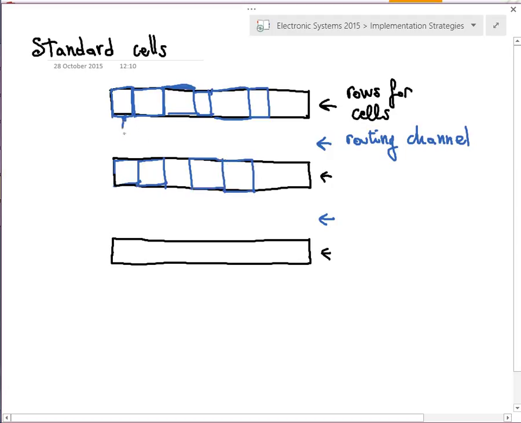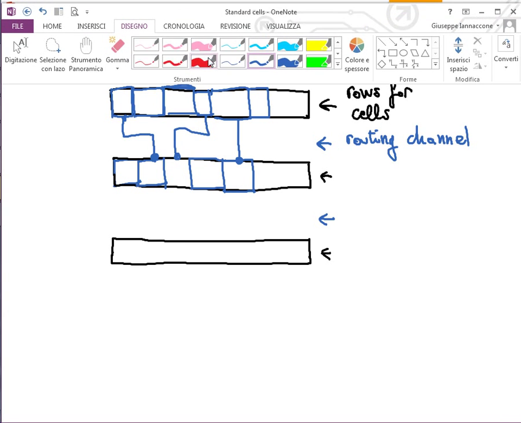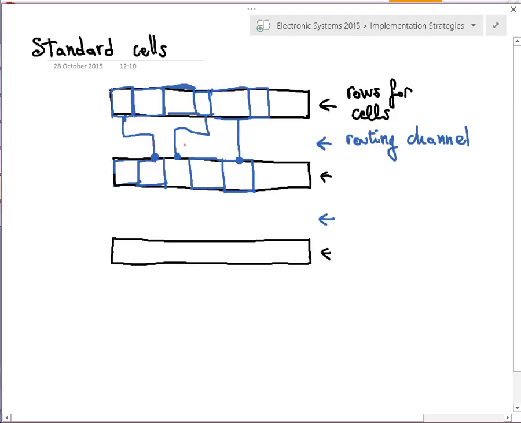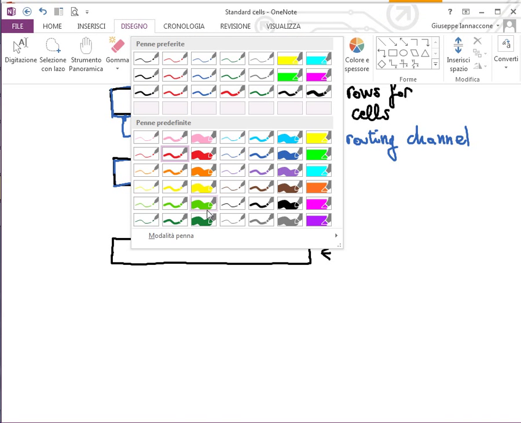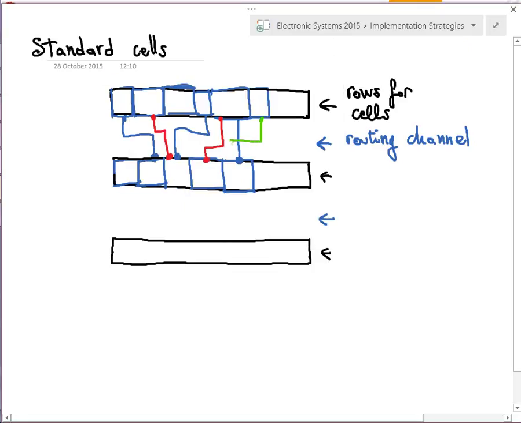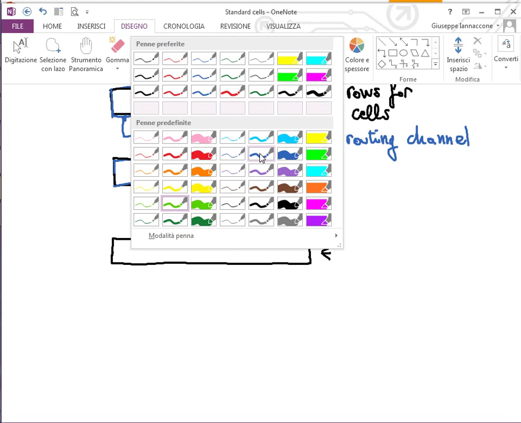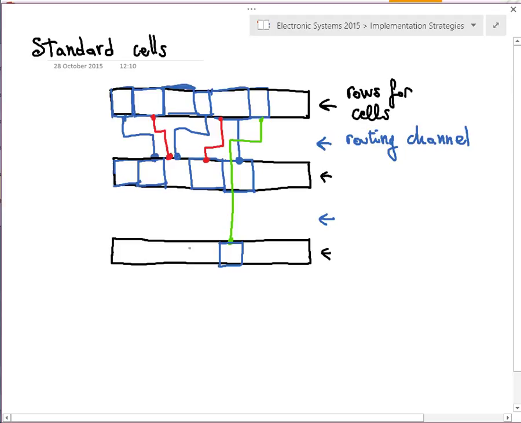And then you put the interconnections. You typically have different levels of metals, so you can put interconnections one on top of the other. For example, the blue is for the low level of interconnections. For the second metal level, I can use this one, or I can use this one. For a level above, I can use another level of interconnections, for example, to go till the third row. Imagine that I put the standard cells here.